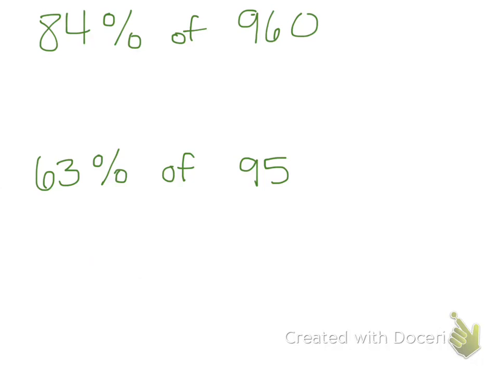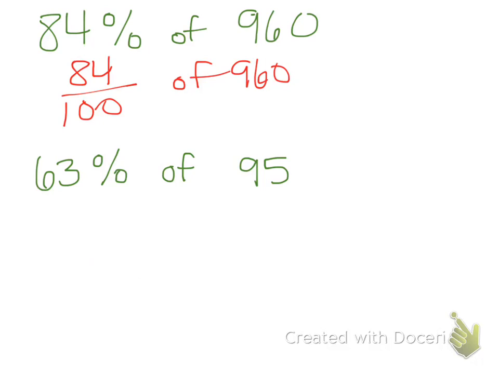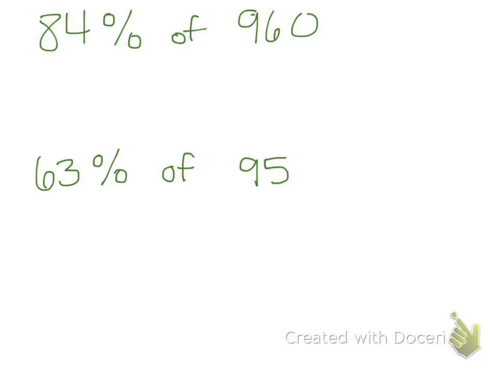I know in the past we've also talked about turning it into a fraction like this, and then just finding a fraction of the number. And that's great, but today I really want you to focus on just turning it into a decimal. Remember, to turn a percent into a decimal, you need to divide it by 100. The trick when you're dividing it by 100 is just to move it 2 places to the left. So this turns into 84 hundredths, like that, and you want to multiply by 960.